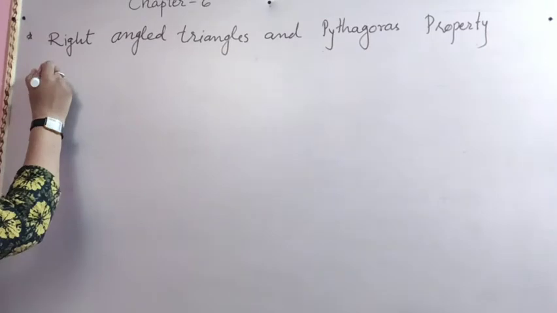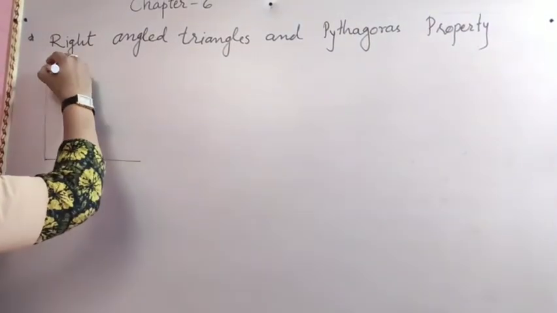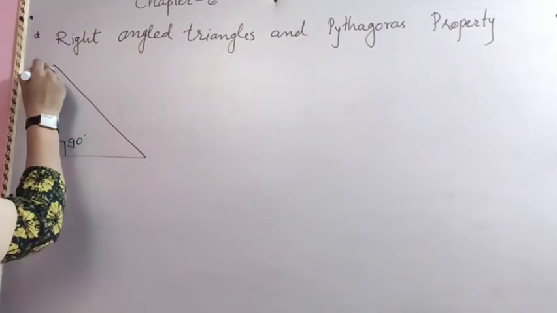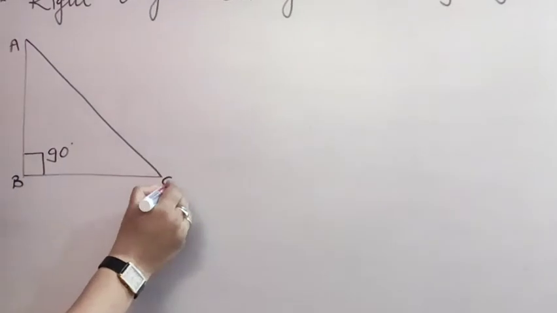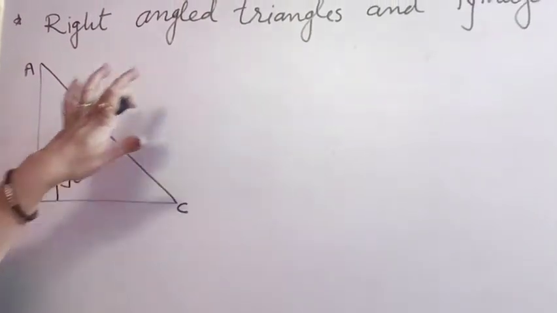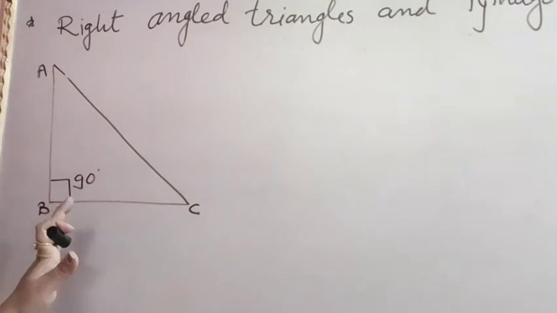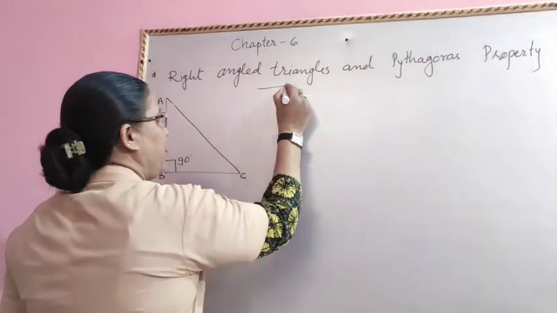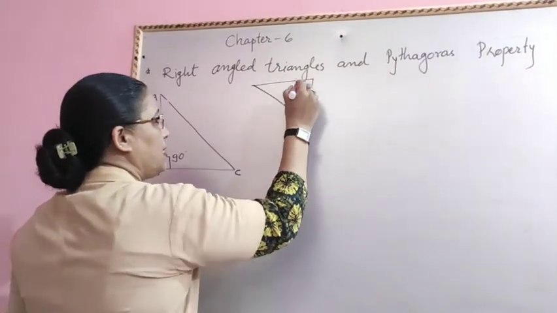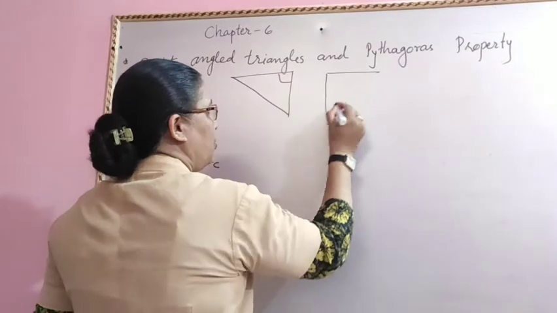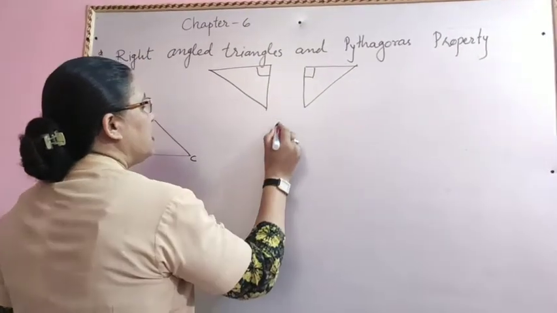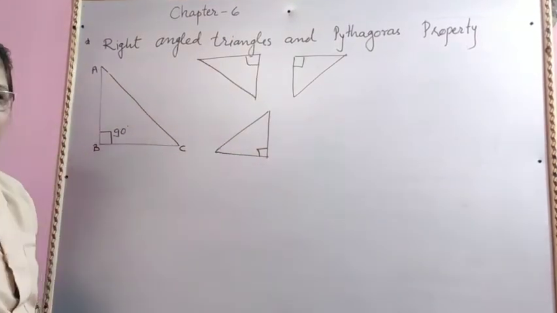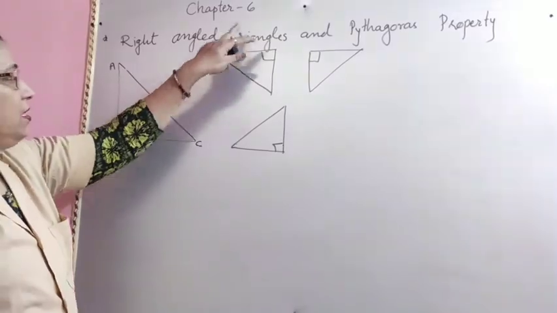In any triangle, if one angle is given 90 degree, suppose this angle is 90 degree, this triangle is called right angle triangle. From these three angles, any one angle should be 90 degree. It is not compulsory that 90 degree will always be here only. Maybe it will be like this, this is 90 degree. Sometimes it will be like this, it is 90 degree. Sometimes like this, it is 90 degree. So if any angle is 90 degree, it's called a right angle triangle.